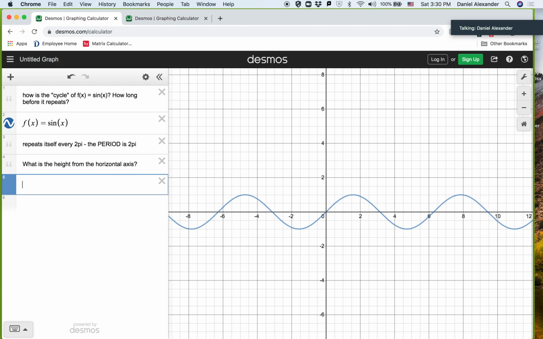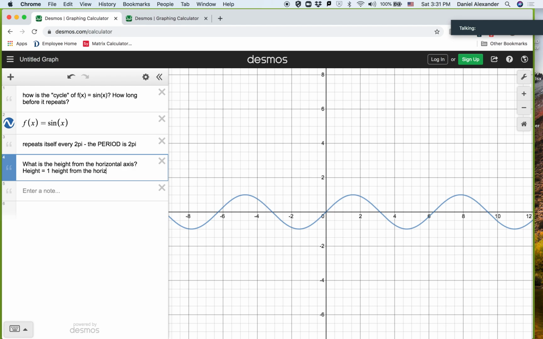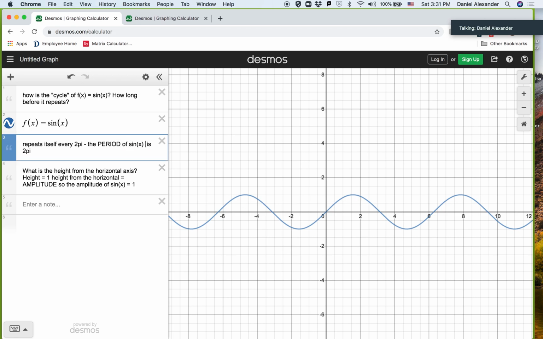Again, I'm sorry, I keep forgetting to specify that it's a note. Height is equal to 1, and the height from the horizontal is the amplitude. So the amplitude of sine x equals 1, and the period of sine x is 2 pi. Now we can change these by adding numbers.